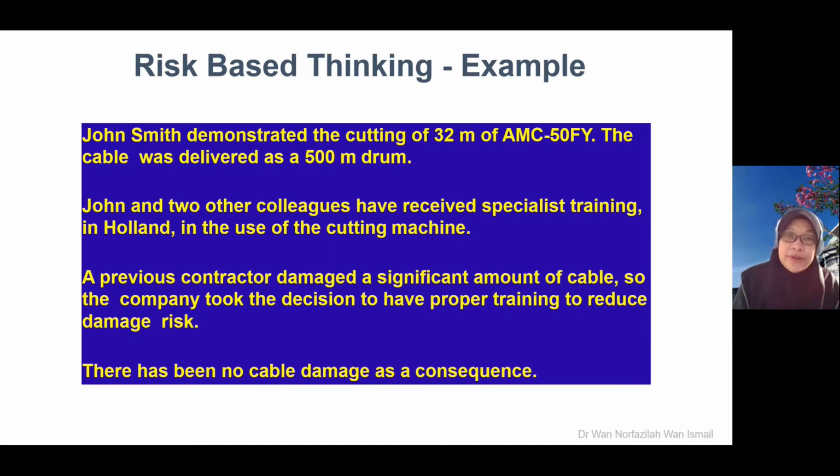Okay, a previous contractor damaged a significant amount of cable. So the company took the decision to have a proper training to reduce the damage risk. So the risk here, if the contractor has no proper training, they will damage the cable. Yelah, macam kita juga, kalau tak ada training nak guna apparatus dalam lab, kita mungkin akan rosakkan apparatus tu.